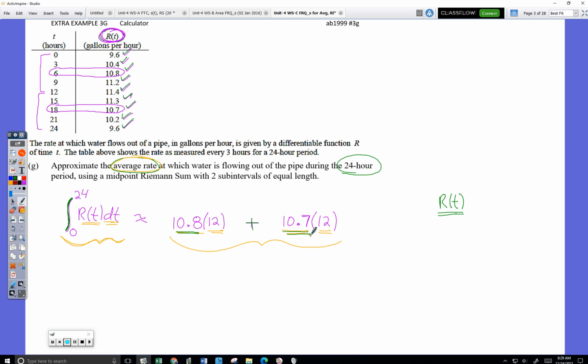Okay, so I want to add up different values of R, divide by how many I add up. But I want to use an integral to do it. So here's how I make it work. I integrate R from 0 to 24, and then I simply divide by the time period. Multiplying by 1 over is the same thing as dividing. I'm going to divide by the time period, so now come back over here. So if I put a 1 over 24 here, that means I have to put a 1 over 24 here.